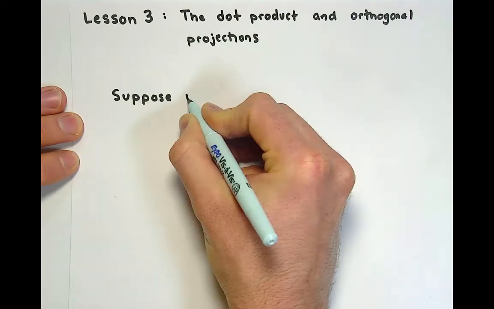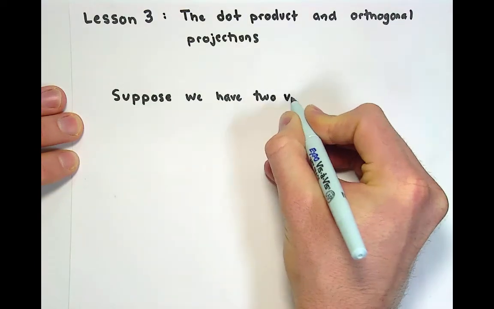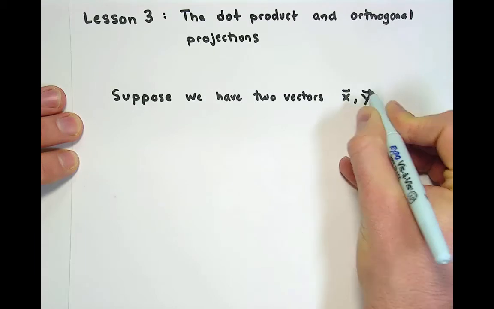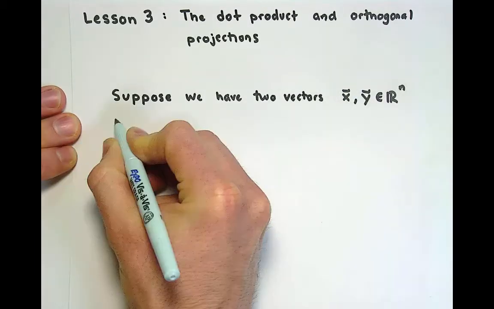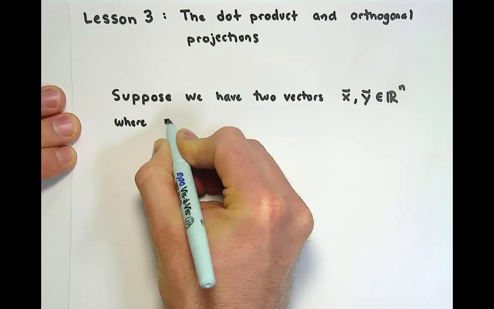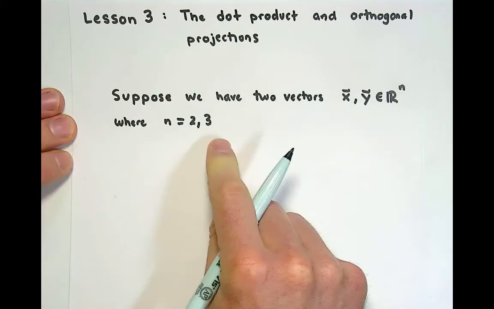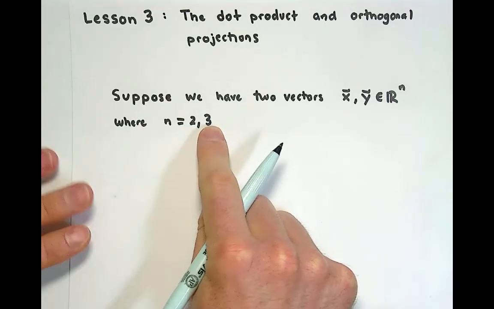So let's suppose we have two vectors, x and y, and we'll put them in Rn, where for Math 1C we say n is 2 or 3, but it could be anywhere up to any natural number, which is pretty amazing.